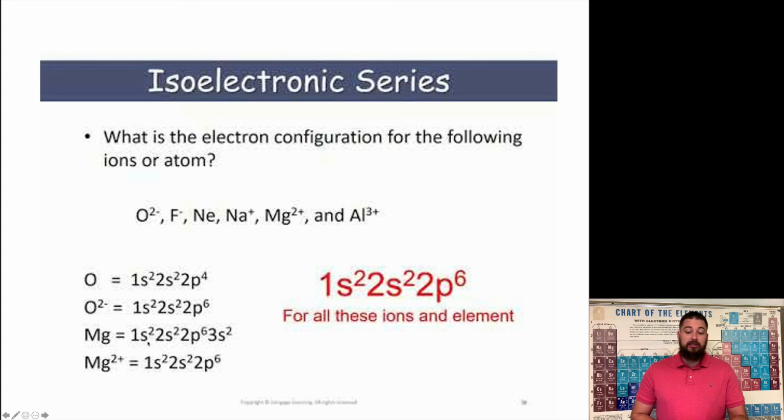Now magnesium, notice how magnesium is 1s2, 2s2, 2p6, 3s2. But if magnesium loses 2 electrons, it'll end up being 1s2, 2s2, 2p6. And notice how this electron configuration and this electron configuration are the same.